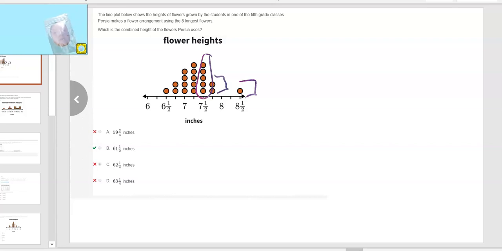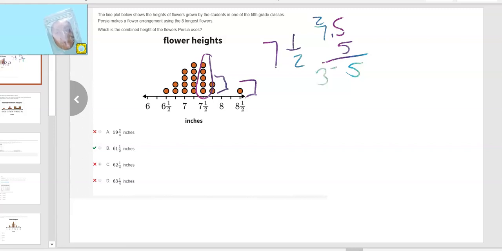And the combined height of those would be 7.5, also equal to 7.5. And there are 1, 2, 3, 4, 5 of them. 5 times 5 is 25, carry the 2, 37. So use this decimal point, 37.5. And then you have 7.5.